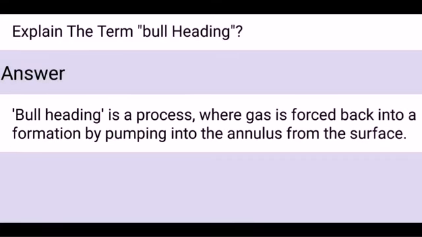Explain the term bullheading. Bullheading is a process where gas is forced back into a formation by pumping into the annulus from the surface.